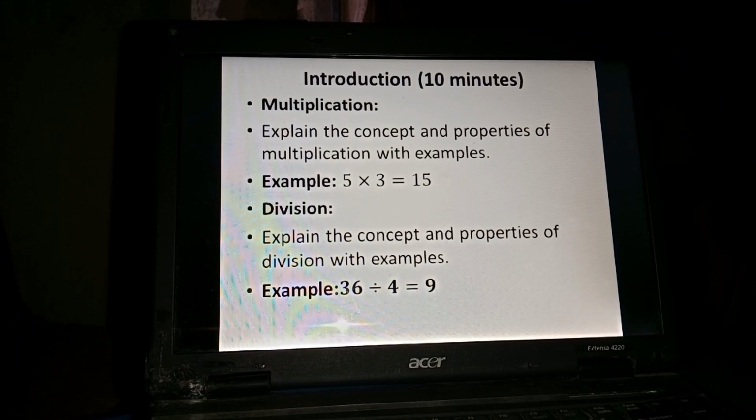Introduction, 10 minutes. Multiplication. Explain the concept and properties of multiplication with examples. 5 times 3 is 15. Division. Explain the concept and properties of division with examples. 36 divided by 4 is 9.